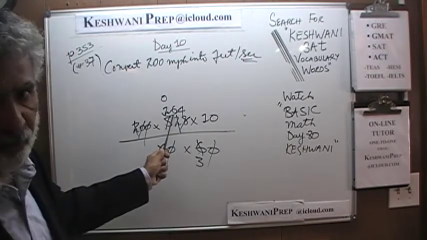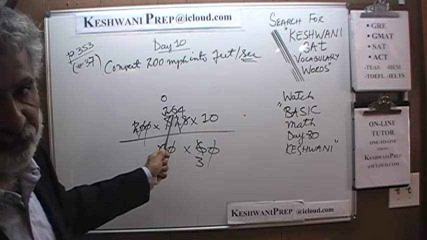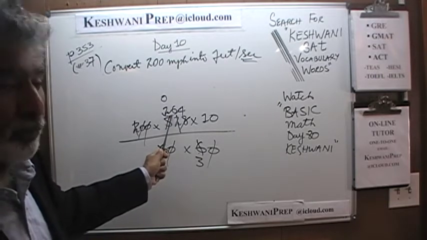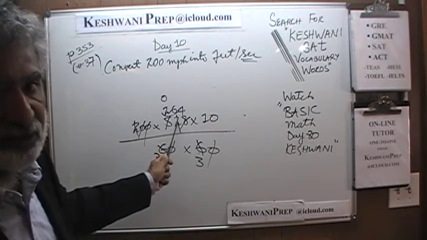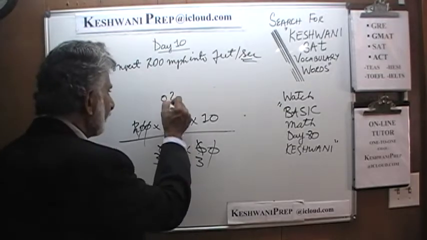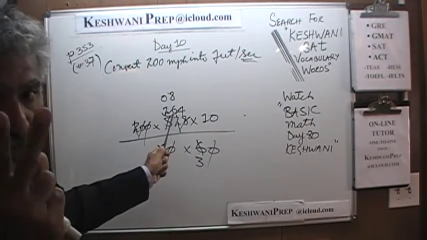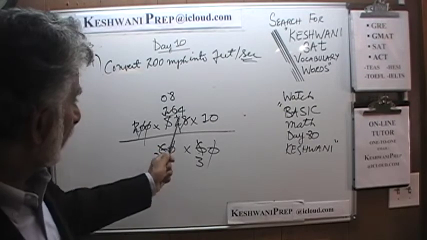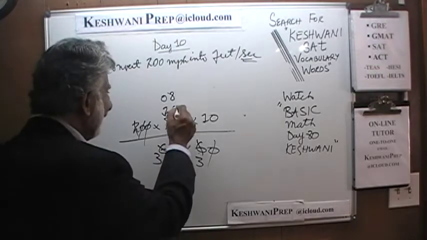So now they become 26. 26 has how many 3s? 26 has 8 3s. 8 3s are 24. After we take away 24 from 26, we have a remainder of 2. What happens to that 2? That 2 goes and joins the 4 and becomes a 24. And 24 has 8 3s again. Voila.